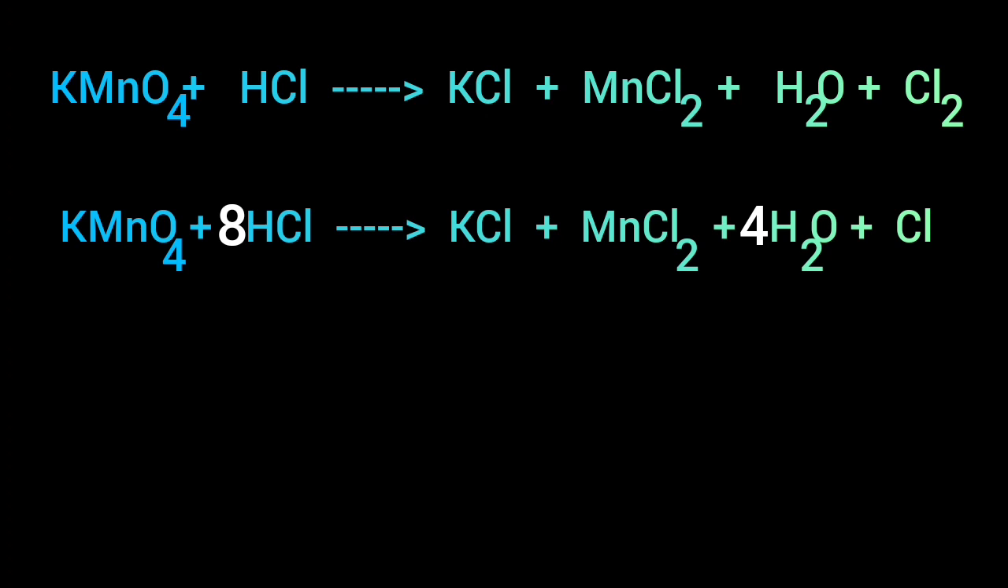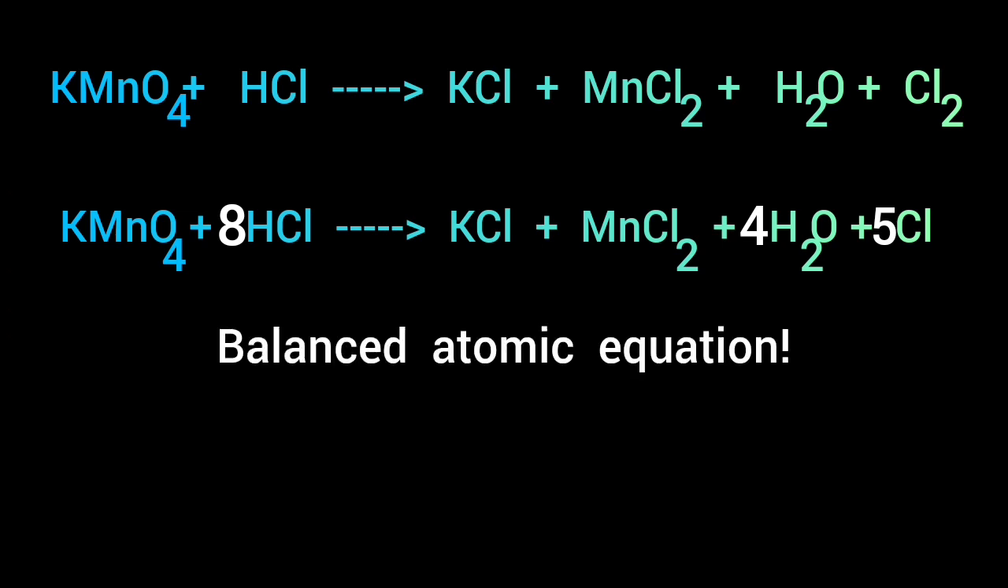Then you see on the left hand side there are 8 chlorine atoms after multiplying 8. But on the right hand side there are 4 chlorine atoms. To balance the number of chlorine atoms, you just multiply 5 with chlorine. Now the number of chlorine atoms on both sides is the same. So this equation is a balanced atomic equation.